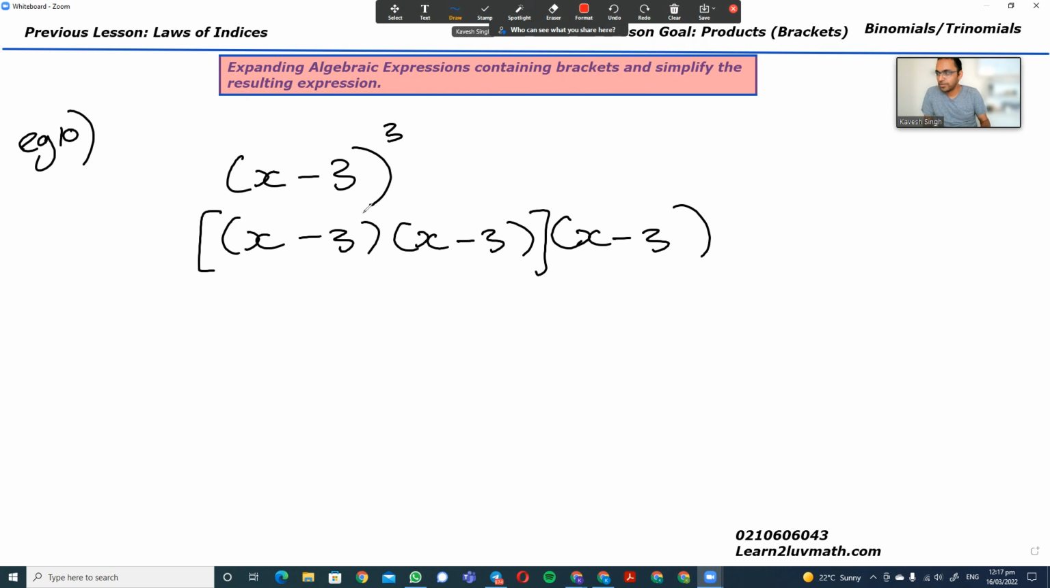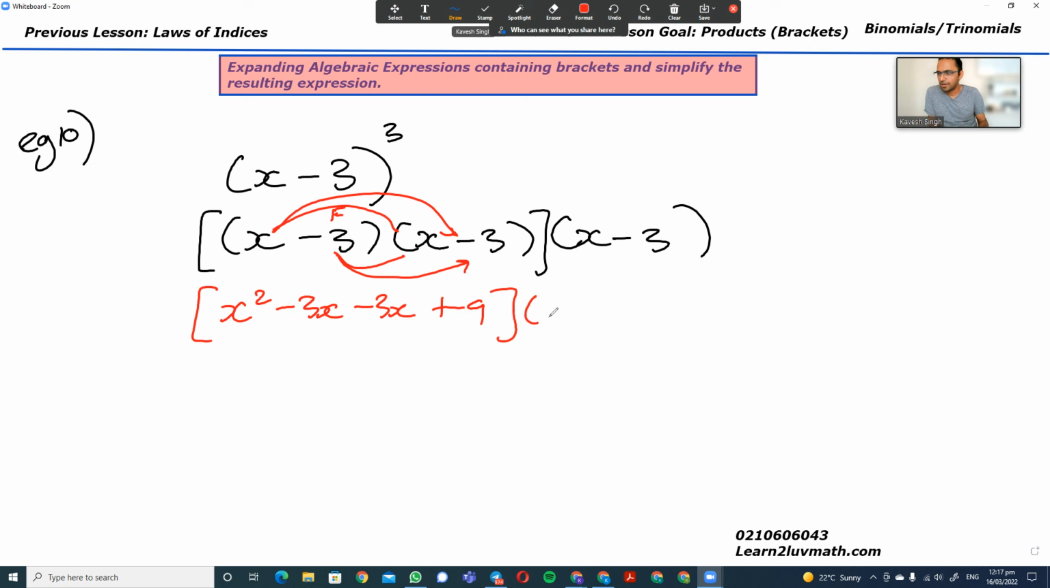So let's use the FOIL method again. F is x times x, which is going to give you x squared. And x multiplied by negative 3 gets you negative 3x. Negative 3 times x gets you negative 3x again. It's the same term, so it's like the previous one squared. And negative 3 times negative 3 gets you positive 9. Let's keep all of that in a square bracket so we know it's separate, and rewrite the second bracket, x minus 3.